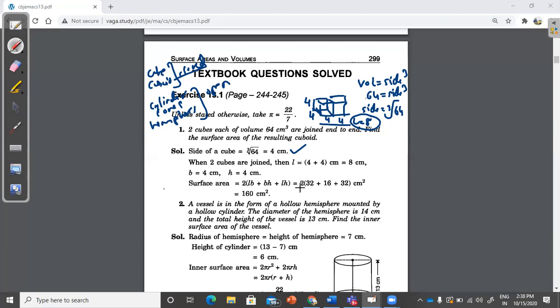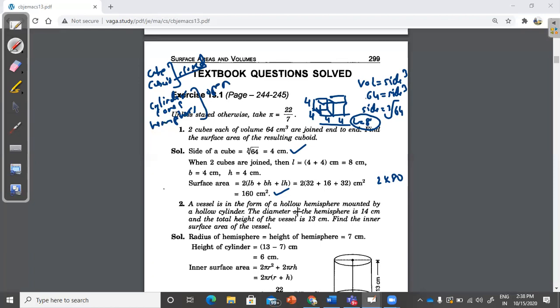So 8 into 4 gives you 32. Then breadth and height both are 4, so 4 into 4 will give you 16. Then length into height. Length is 8, 8 into 4 again 32. 32 plus 32 is 64, plus 16 is 80. 80 into 2 we get 160. So your first answer is 160 centimeter square. Okay, so that's clear, I suppose.